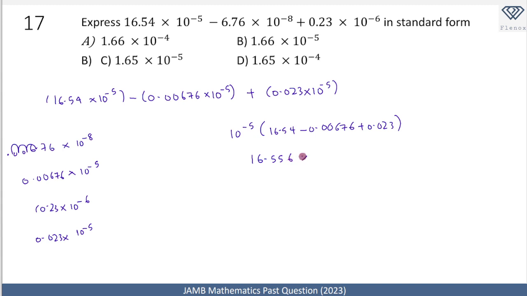16.556 times 10 to the power of what? Minus 5. Now I can bring this one dot over here and it reduces this exponent to the power of 4. So it's the same thing as saying 1.6556 times 10 to the power of minus 4. And when you simplify or make it to 2 decimal places, this becomes 1.66 times 10 to the power of minus 4. And that makes option A the correct option.